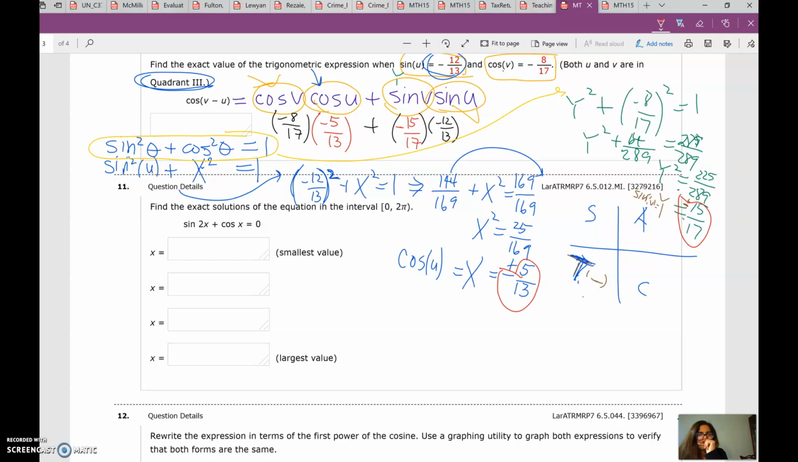Okay? So we're left with 40 plus, what's 15 times 12? Because the negatives cancel, 180 divided by 17 times 13, which gives us 221. So that's going to be 220 over 221. And the number needs to be less than 1 because cosine has a maximum of 1. Okay.